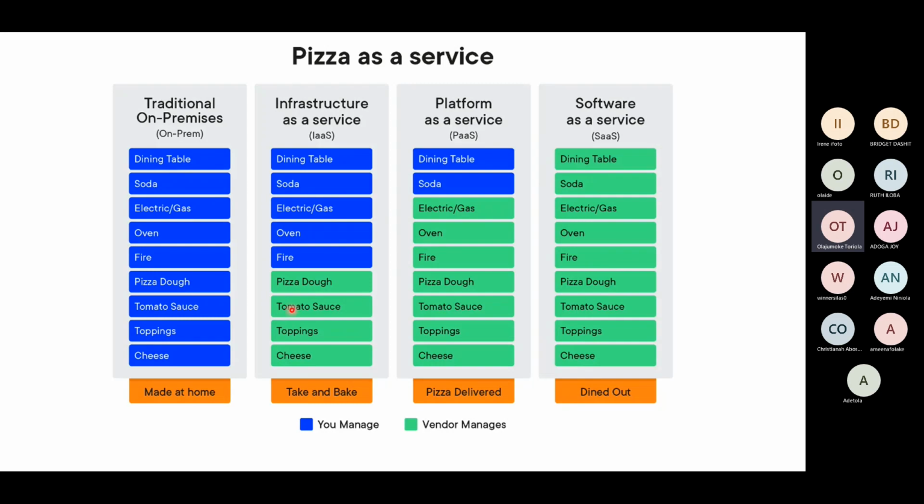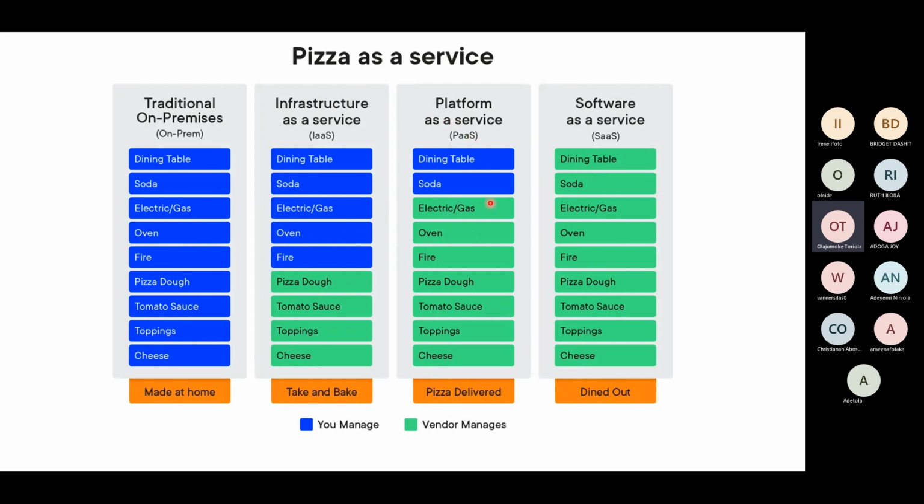The cheese, the toppings, the tomato sauce, the pizza dough, everything has been made for you. So you just go to the store, you buy it. The only thing you are coming to do is put it in your own fire, in the oven, and then you do the dining table and soda. So you see the difference. That is what is referred to as infrastructure as a service. The model of the service is take and bake, which is as good as consuming.